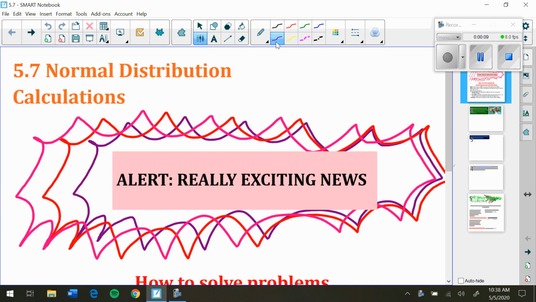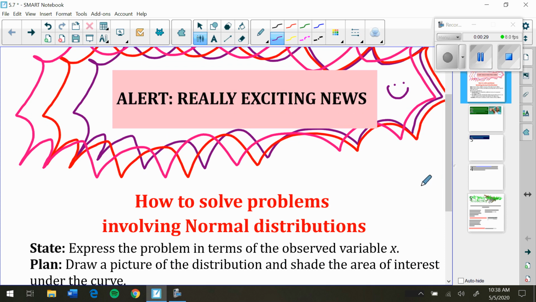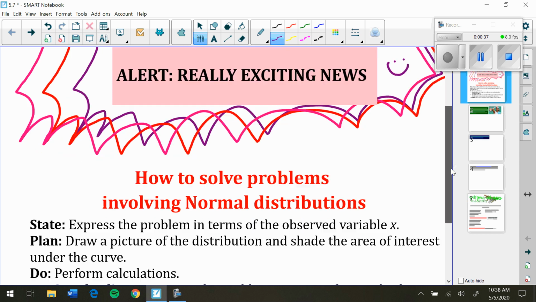In this section, we are pretty much putting together everything we've talked about so far with normal curves, and we get some really exciting news. It's not really that exciting, but in terms of this class, it is, I guess. But the really exciting news is that we can solve problems that involve normal distributions, even if they are not on the standard normal curve. Okay, so what does that mean?